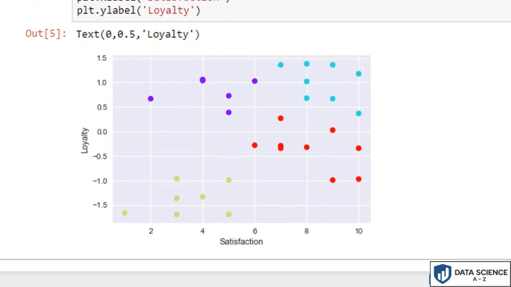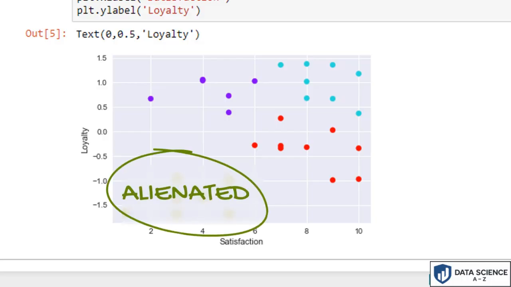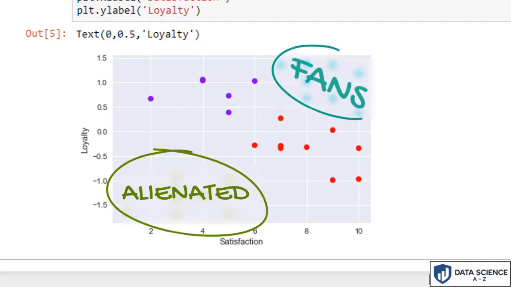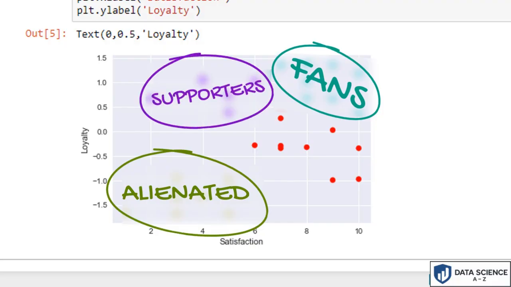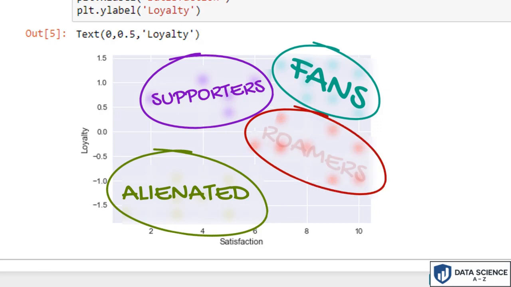Our customers have been segmented. From here, we can distinguish 4 types of customers and actually name them. The ones with low satisfaction and low loyalty will be called alienated. Those with high satisfaction and high loyalty are fans. Those with low satisfaction and high loyalty are supporters. And the last ones that are neutral or disloyal but have a high satisfaction, these are roamers. Using just a few lines of code, we've reached a remarkable result. We have segmented our customers in 4 different groups. We've applied an algorithm on our data to reach an insight.